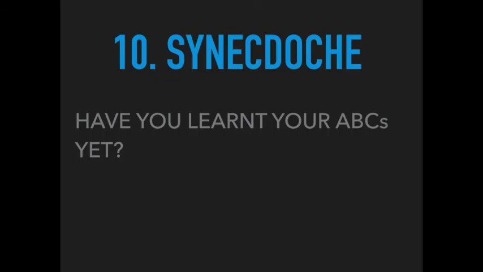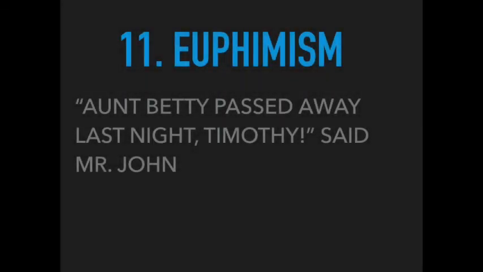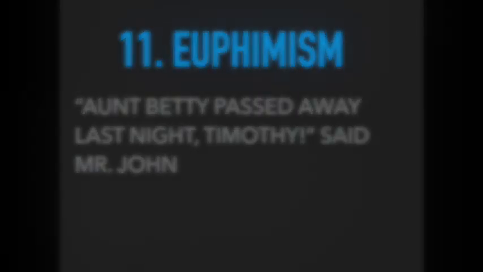Number 10, synecdoche. This is a figure of speech in which one thing is meant to represent the whole. Example, their terribly transient feet, or ABCs for signifying the alphabet. Number 11, euphemism. Words that are used to soften the message are often considered euphemisms. Passed away is often used in the place of died.